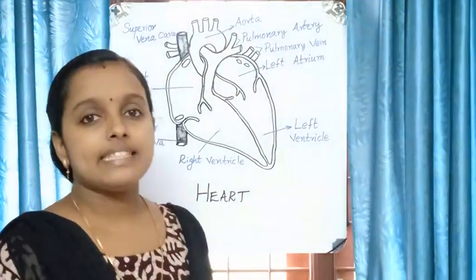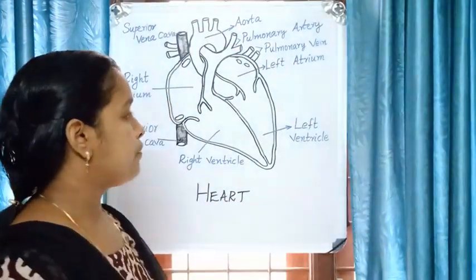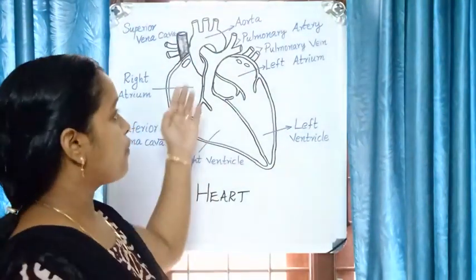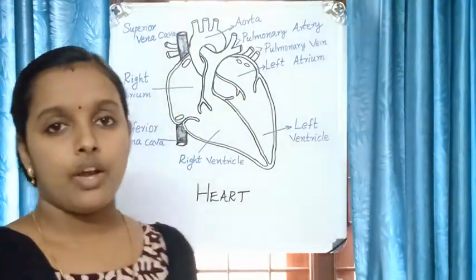Here you can see the structure of the human heart. The human heart consists of 4 chambers. What do you mean by 4 chambers? That is 4 compartment-like structures. That is 4 room-like structures.